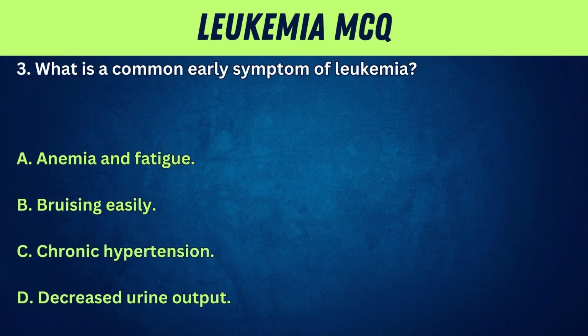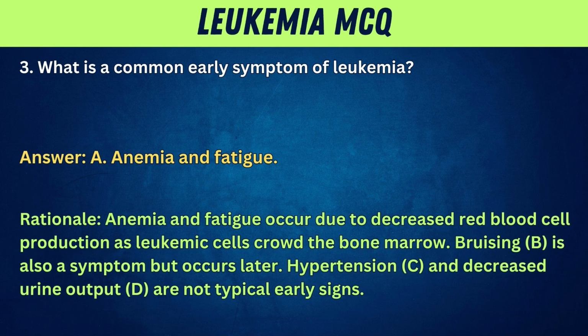3. What is a common early symptom of leukemia? A. Anemia and fatigue. B. Bruising easily. C. Chronic hypertension. D. Decreased urine output. Answer: A. Anemia and fatigue.